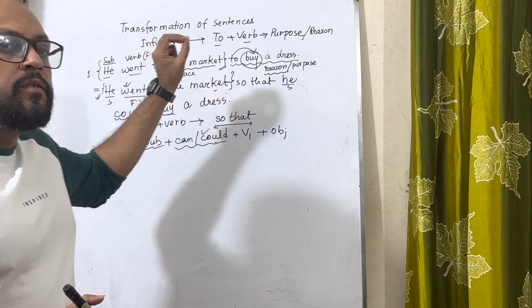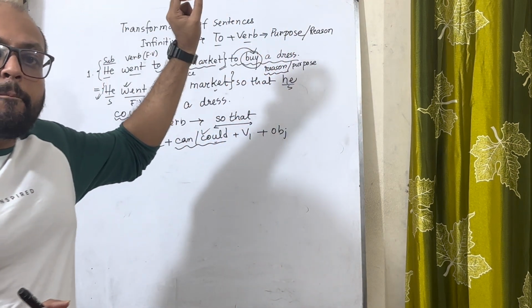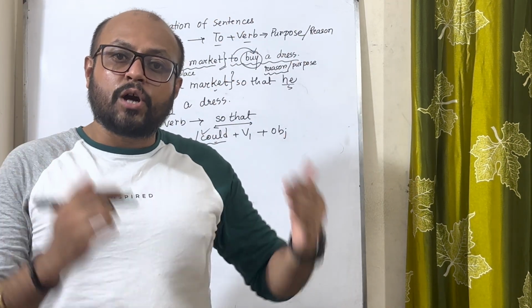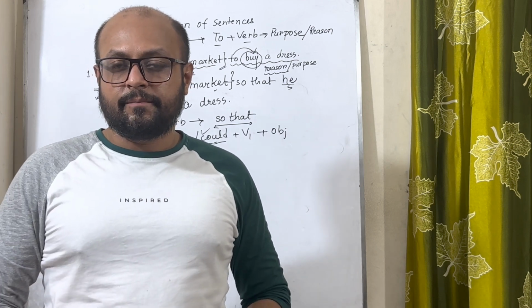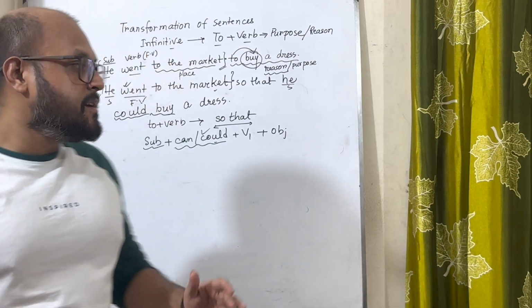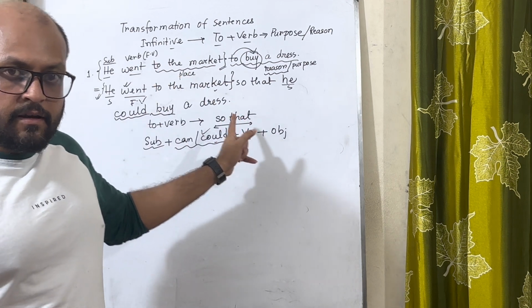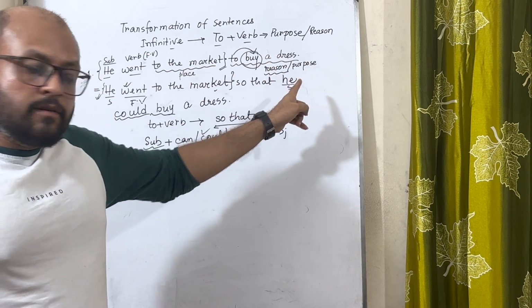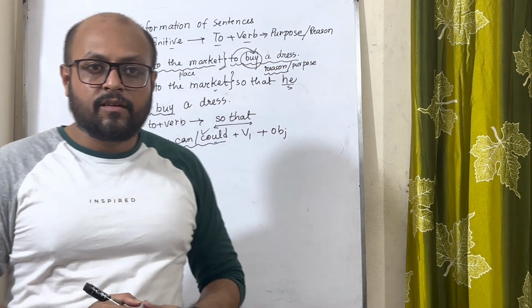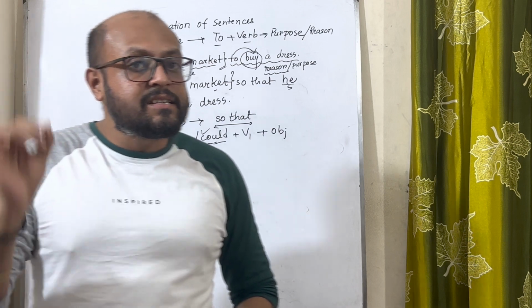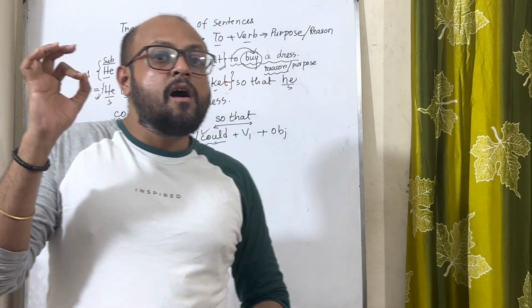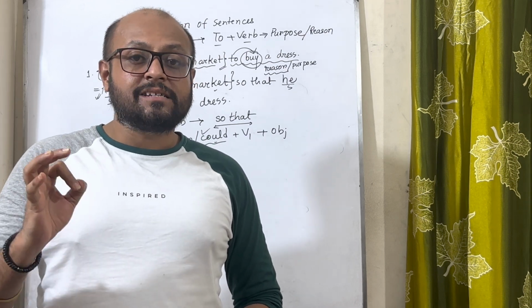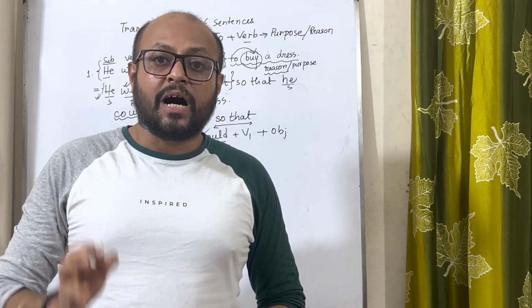when an infinitive tells us about a purpose or reason, it actually shows the desire of doing something. For example, this person went to the market. And why did he go to the market? To buy a dress, or so that he could buy a dress? So it is indicating that this person wanted to buy a dress. This person had a desire to buy a dress.